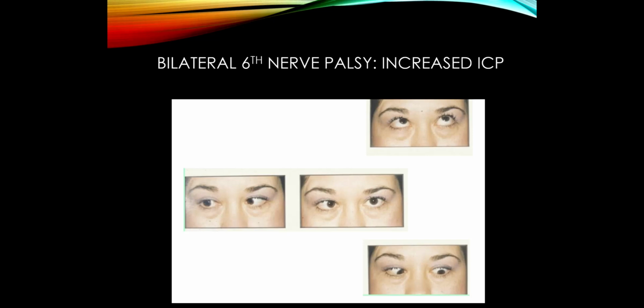So this is what a bilateral 6th nerve palsy looks like. Now this patient is looking straight ahead, and you can see the eyes aren't conjugate. This eye seems to be pulled in a little bit. Okay, when we ask her to look to the right, this eye seems to look pretty good to the right. This eye isn't able to abduct normally. Okay, but also when we have her look now up and to the left, this eye seems to be looking okay, but this eye is not able to abduct normally.